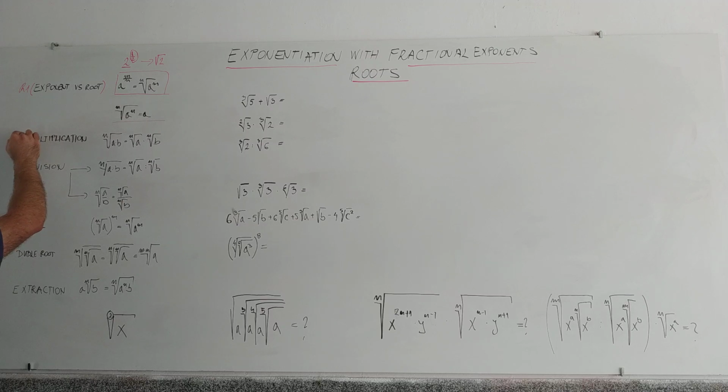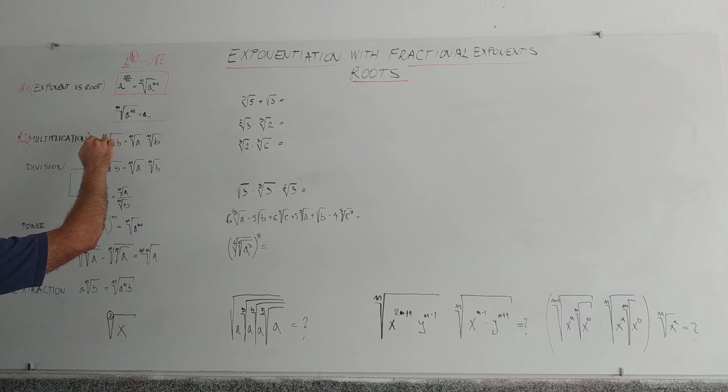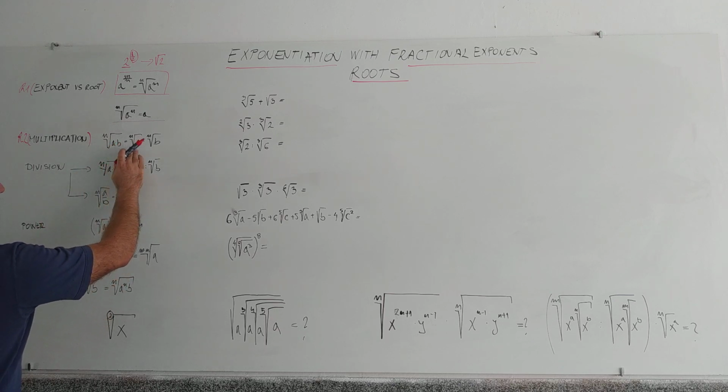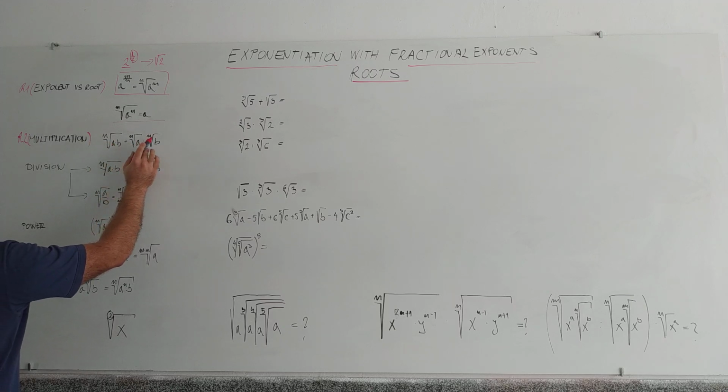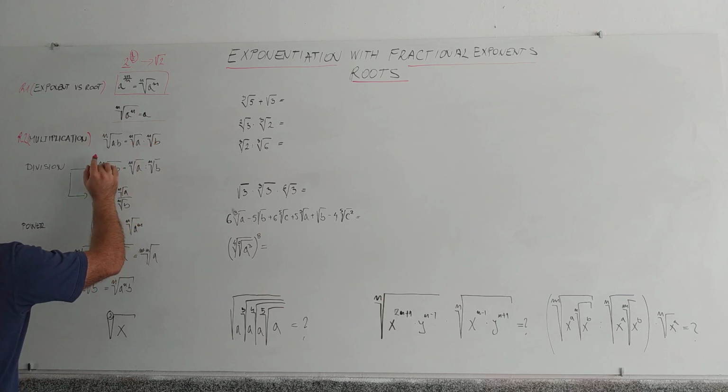Okay, rule number 2, multiplication. N root from a multiplied by b. This rule is basically splitting one root into 2 roots.